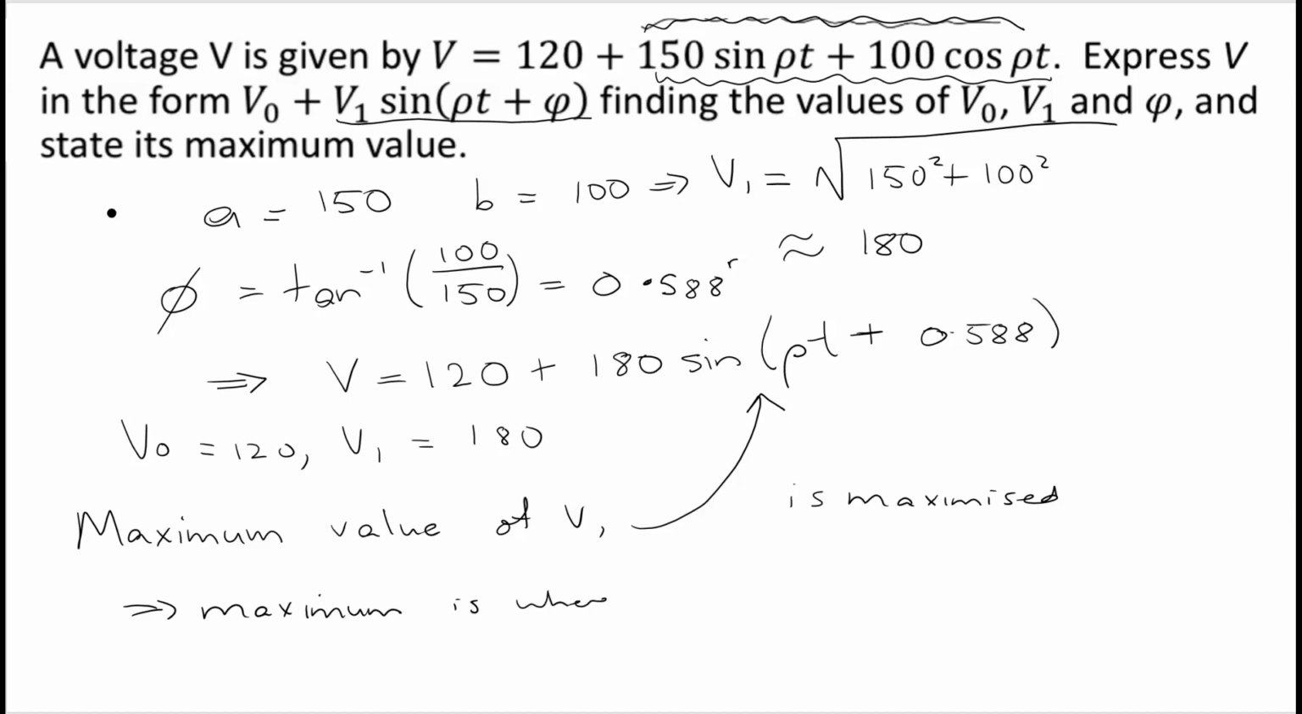is where sine is maximised, and that is maximised at 1. So the maximum value of sine is 1. So we need to then just note that.